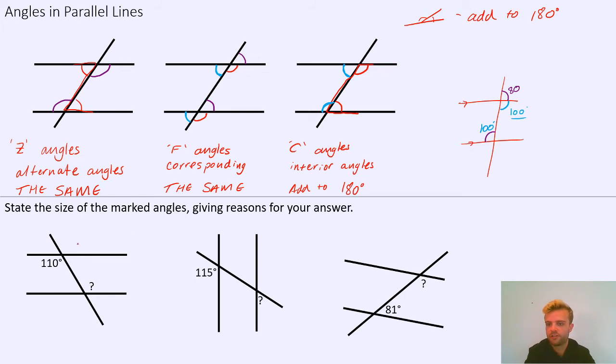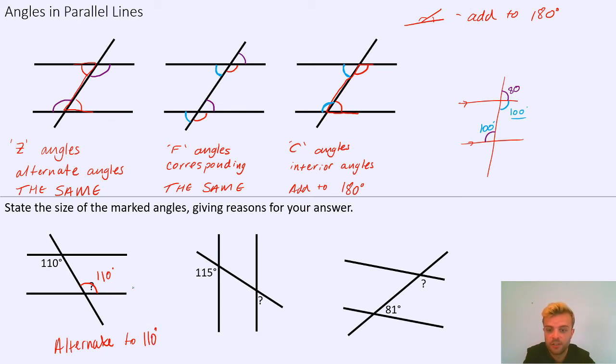Right, so our first question here, we're looking at this 110 degrees and this angle here. Now, the angle I'm looking at is on the alternate side of the diagonal. So they're alternate angles, which means it's 100 degrees because it's the same as the other. Oh, sorry, that says 110. It's 110 degrees because it's the same as the angle I've been given because they are alternate. That's my reason. It's alternate to 110 degrees.